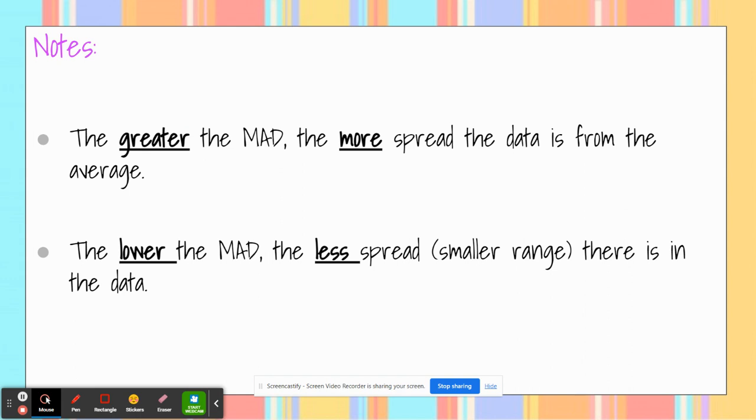The greater the mean absolute deviation, the more spread the data is from the average. The lower the mean absolute deviation, the less spread or smaller range there is in the data.